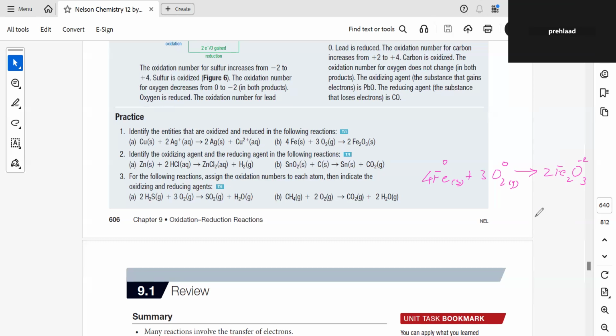Okay, find it. So it is 2x plus 3 minus 6 minus 2 is equal to 0. So it's going to be 3, it will be plus 3. Yes. Okay, so now iron is undergoing change, oxygen is undergoing change. Iron is losing electrons and oxygen is gaining electrons. This is basically rust.